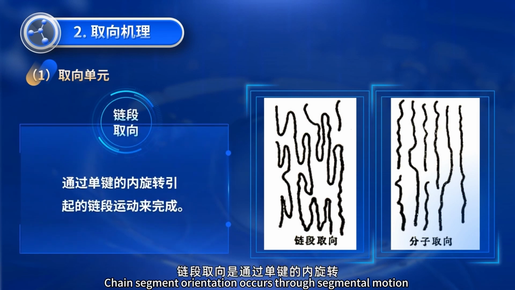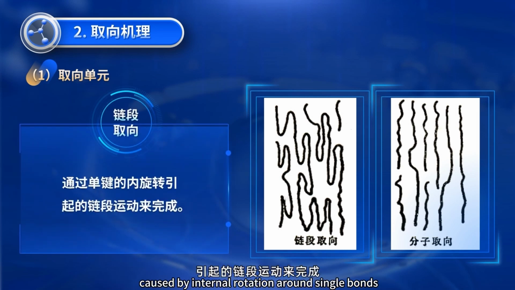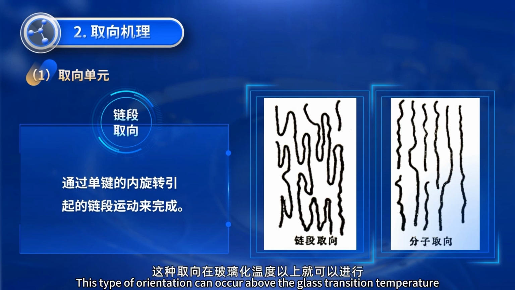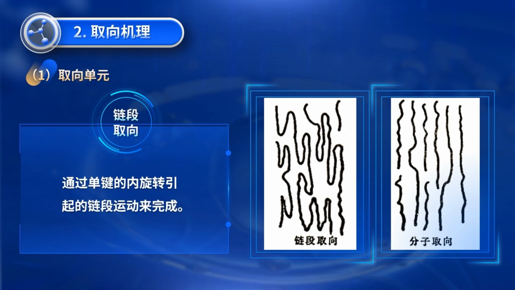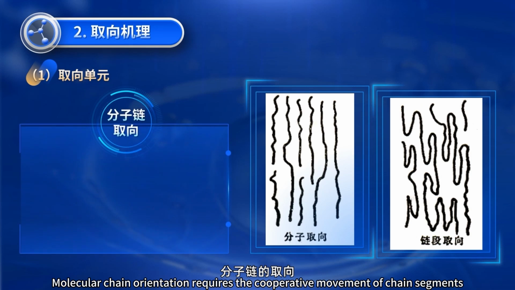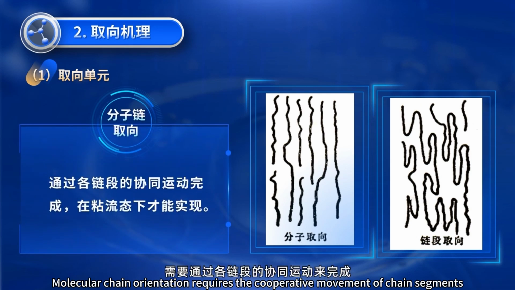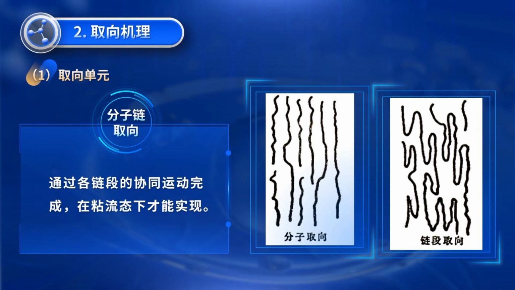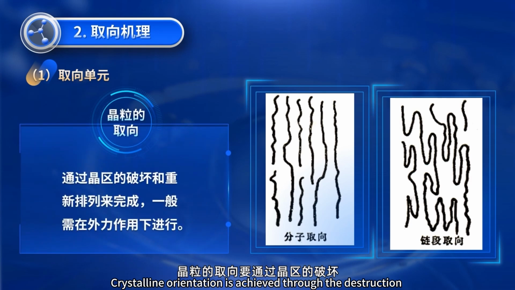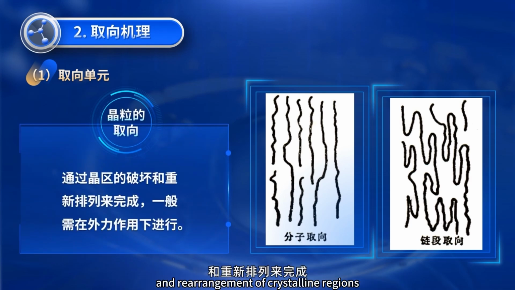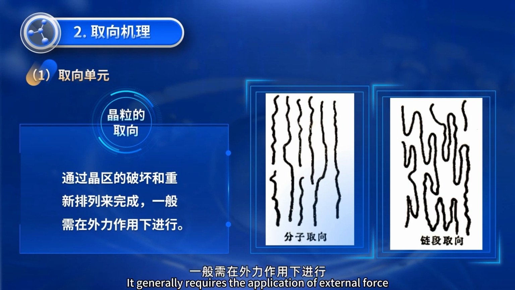Chain segment orientation occurs through segmental motion caused by internal rotation around single bonds. This type of orientation can occur above the glass transition temperature. Molecular chain orientation requires the cooperative movement of chain segments. It can only occur in the viscous flow state. Crystalline orientation is achieved through the destruction and rearrangement of crystalline regions. It generally requires the application of external force.